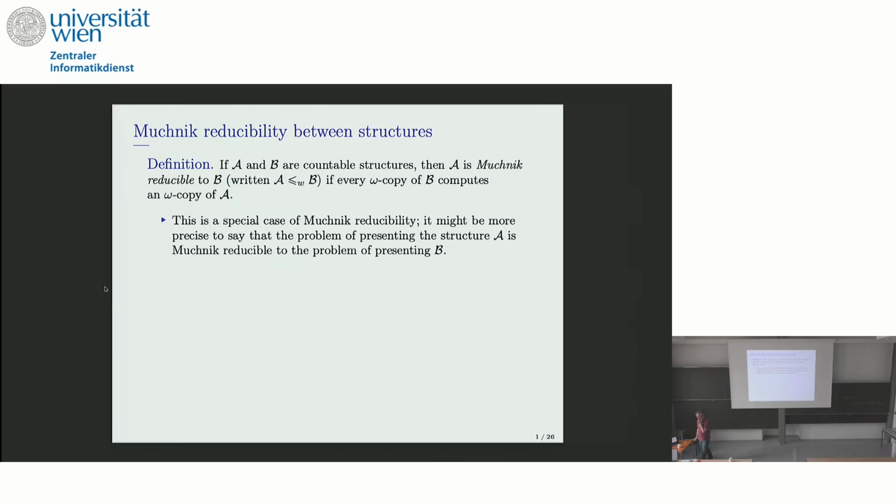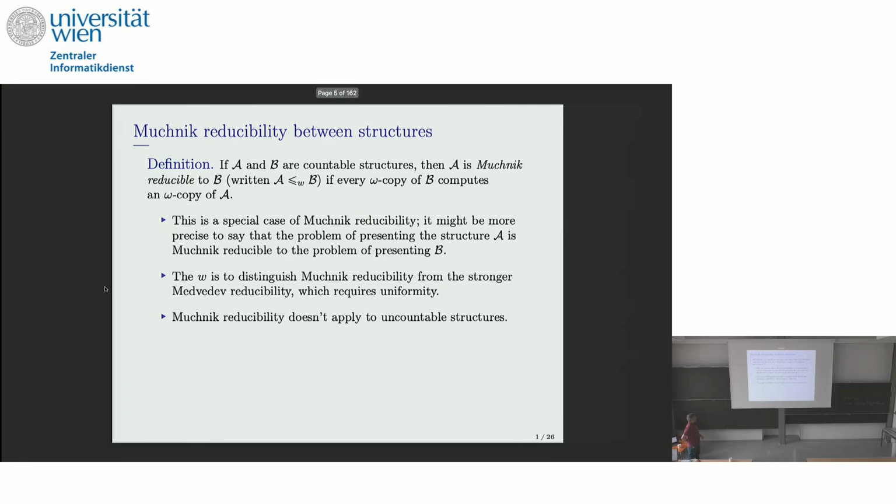Now this is a special case of Muchnik reducibility. It might be more precise to say that the problem of presenting the structure A is Muchnik reducible to the problem of presenting B, but we won't say that because it's a little bit long, and this is the only case of Muchnik reducibility we will discuss today. The W in the reducibility is for weak, and it's to distinguish Muchnik reducibility, which is non-uniform, from the uniform Medvedev reducibility. But again, we won't talk about that.